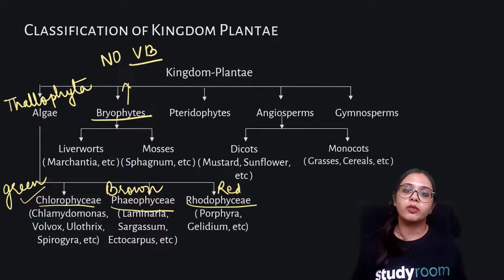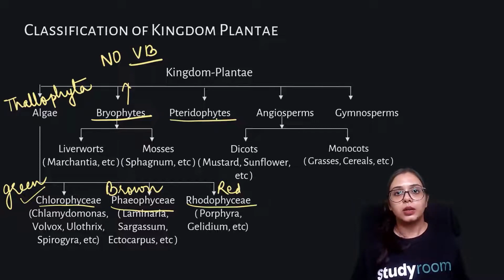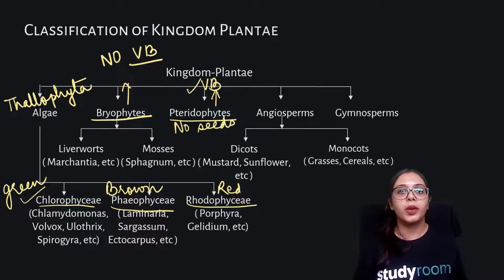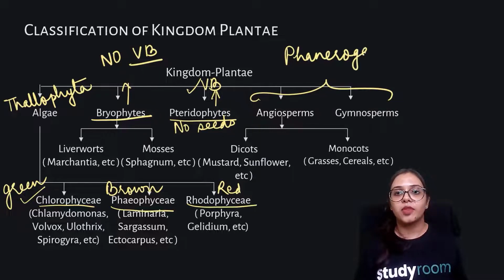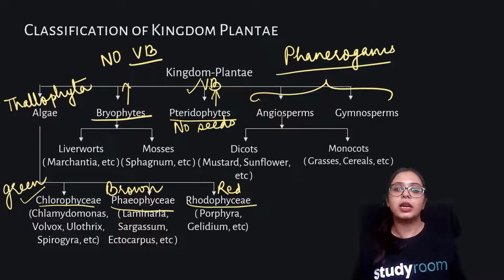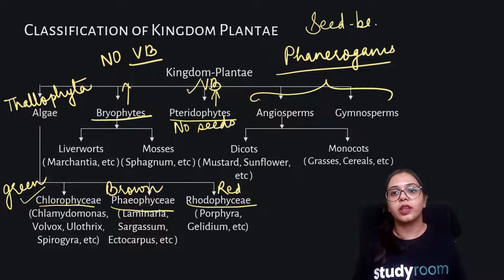If you remember, Pteridophytes have differentiated body parts, and they also have vascular bundle. Vascular bundle is present, but there are no seeds. These plants do not bear seeds. And angiosperms and gymnosperms, if you remember, are the further division of Phanerogams. Phanerogams are plants that are well differentiated and have vascular bundle, and they are seed bearing plants, or flowering plants rather, you can say.